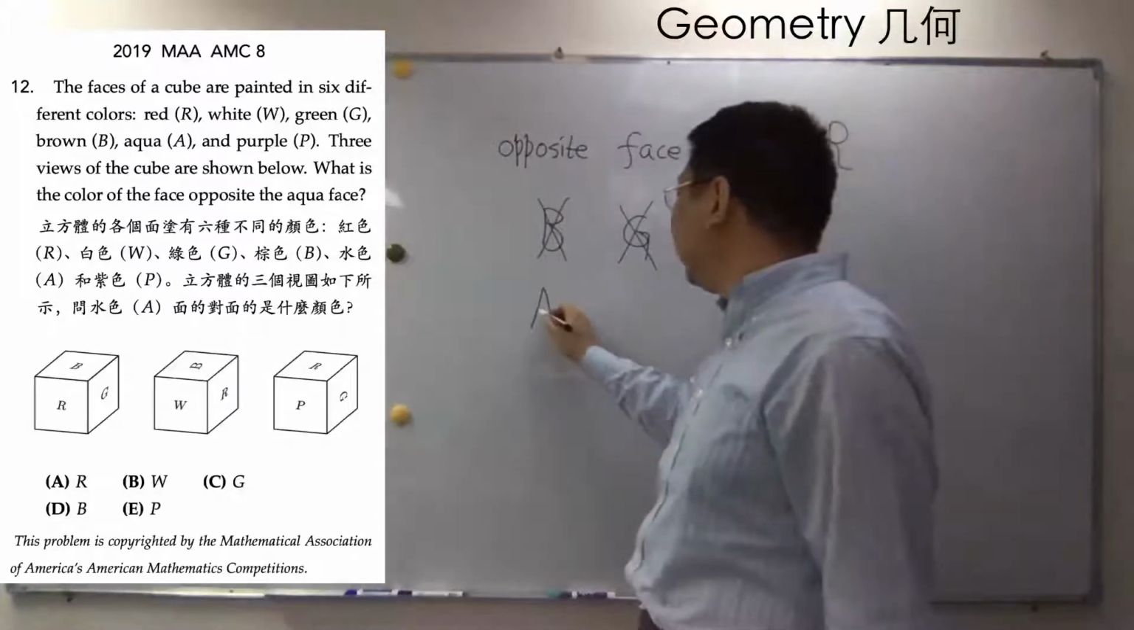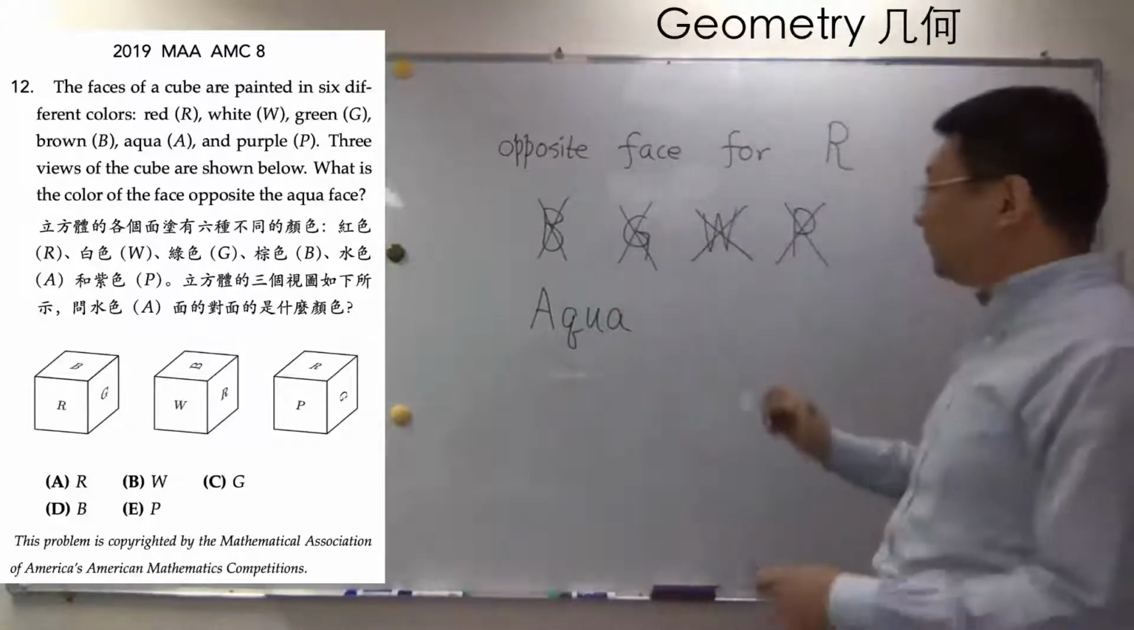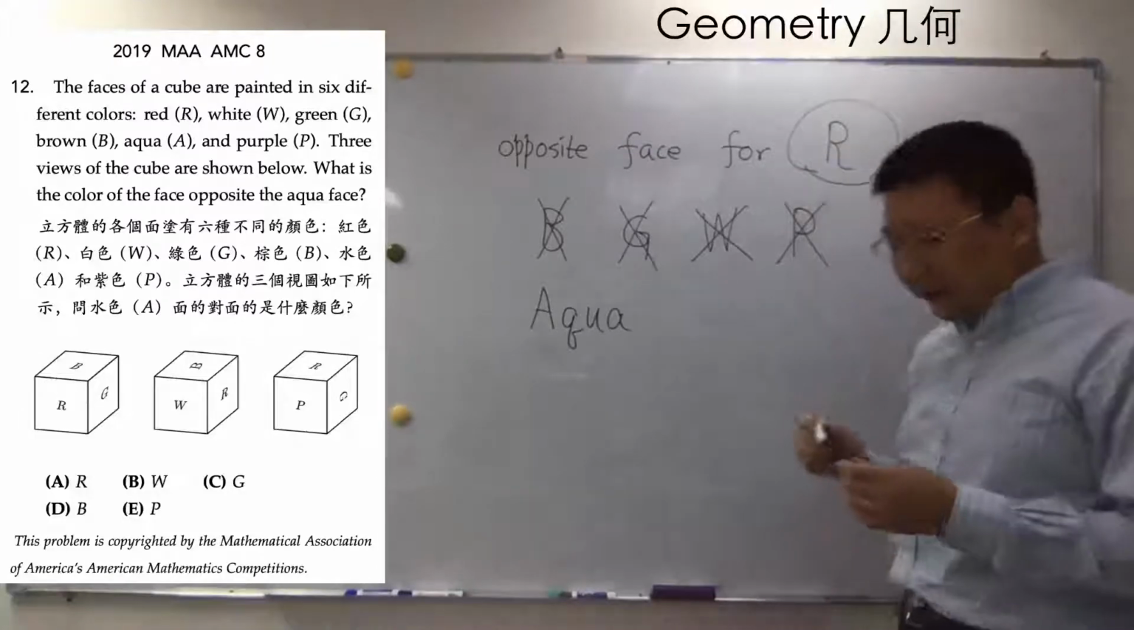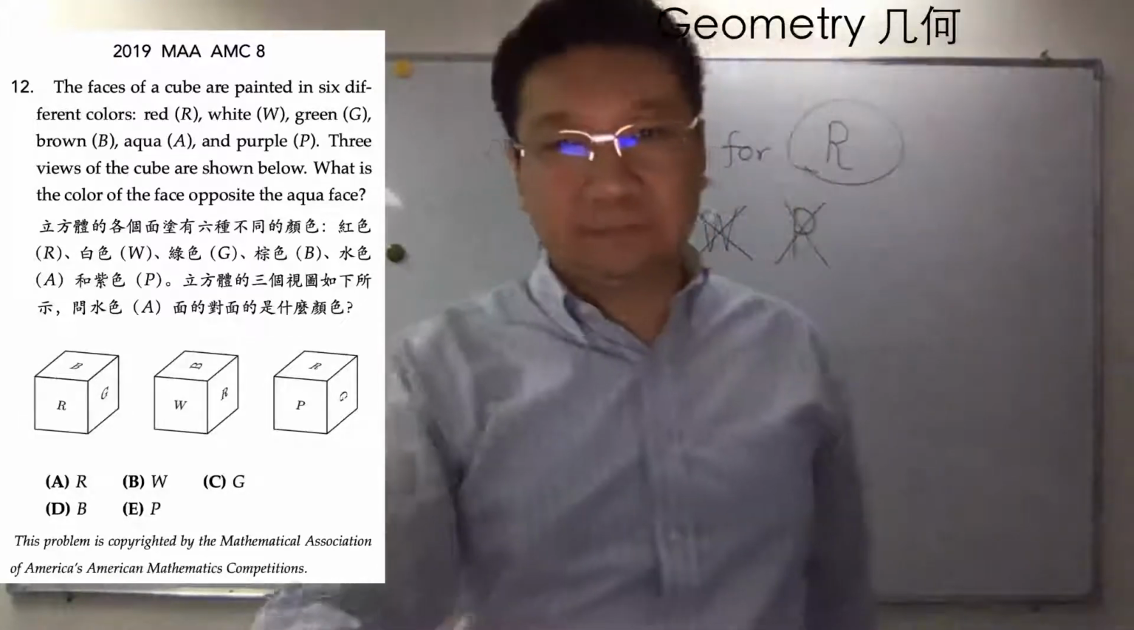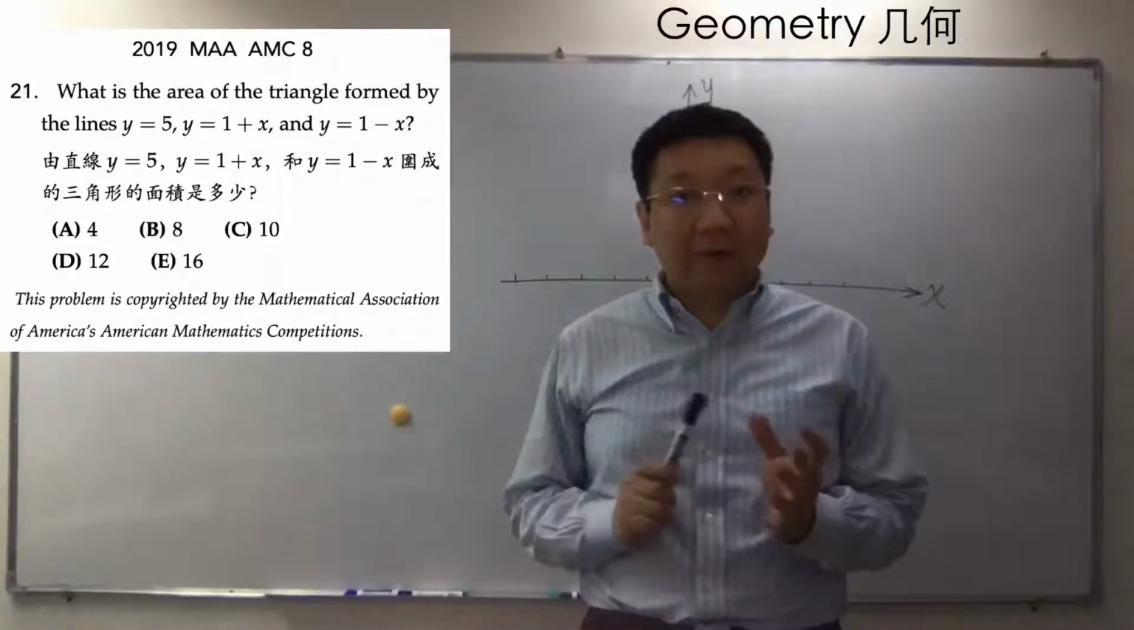That is aqua. So from that analysis, we know what would be the answer to this question. It would be R, red. Finished. Question 11. That is a coordinate geometry problem.